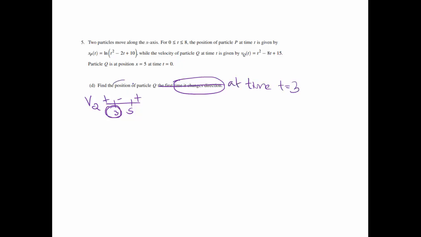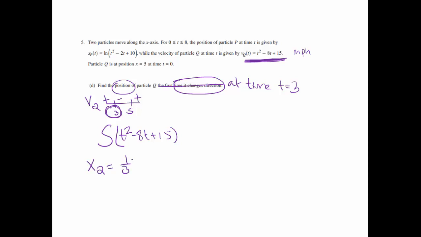So if I want to find the position at a certain time, I first of all need to find a formula for position. This is a formula for velocity. So to get from velocity to position, velocity is like miles per hour or something like that. And if I want position, which would just be miles, I'm going to take the integral. So I'm actually going to be taking the integral of t squared minus 8t plus 15. And if I do that, that will give me the position of Q.